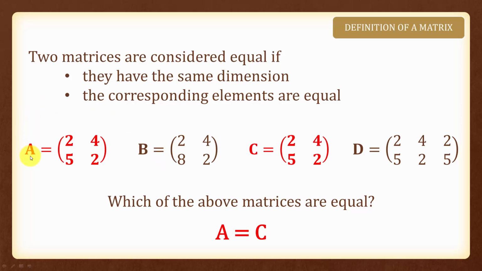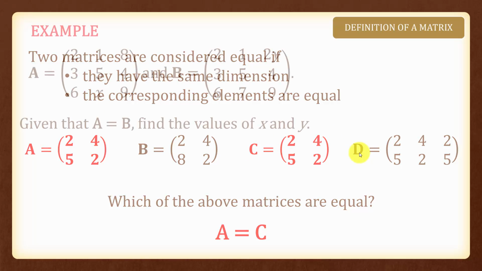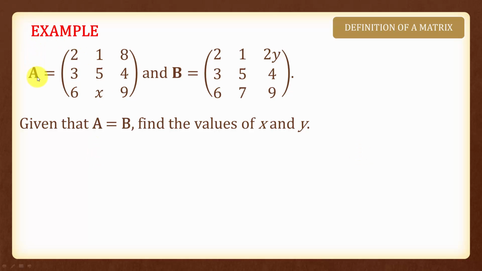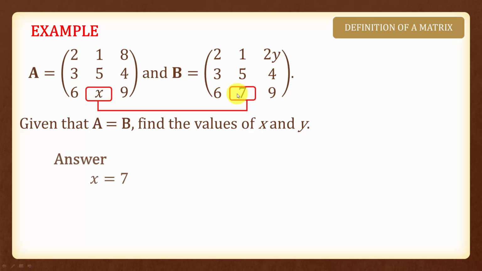Now, matrices can be represented by capital letters of the alphabet. In this example here, we have matrix A and matrix B. It is given that matrix A equals matrix B. What is the value of x and y? The element x in matrix A corresponds to the element 7 in matrix B because they are of the same position in the matrices. And hence x equals 7.